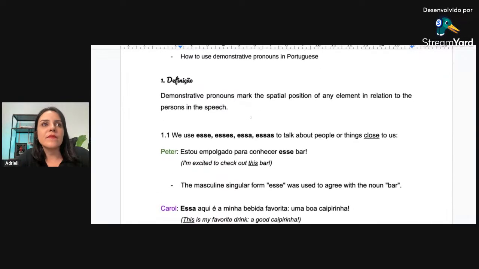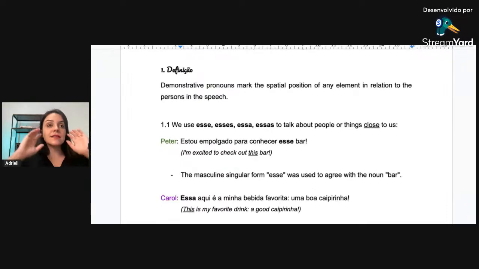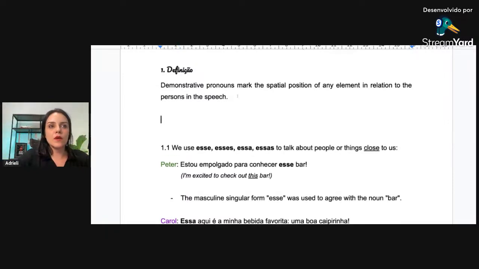Então vamos lá. First things first, let's understand the definition of what a demonstrative pronoun is. In Portuguese, we call it pronome demonstrativo. So the function of this pronoun is to mark a spatial position of any element in relation to the persons in the speech. So it's related to the person in the speech position.